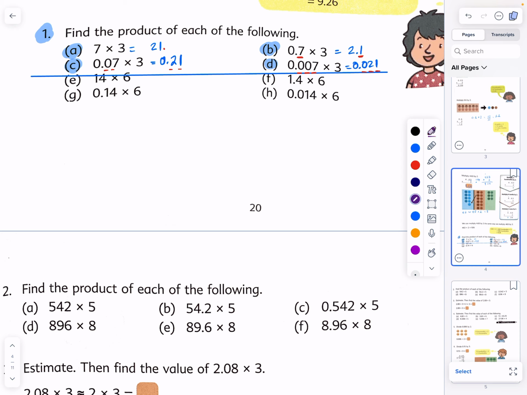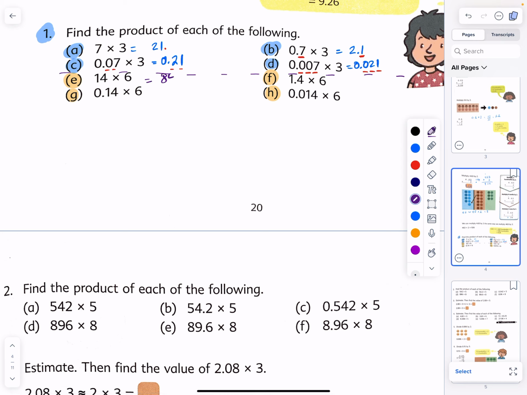Let's consider another set of examples. Let's look at E, F, G, and H. Let's take a look at these patterns. So we do know that 14 times 6, let me erase this line. We don't need this line, right? Let's just go like this. 14 times 6, we do know it's 84.